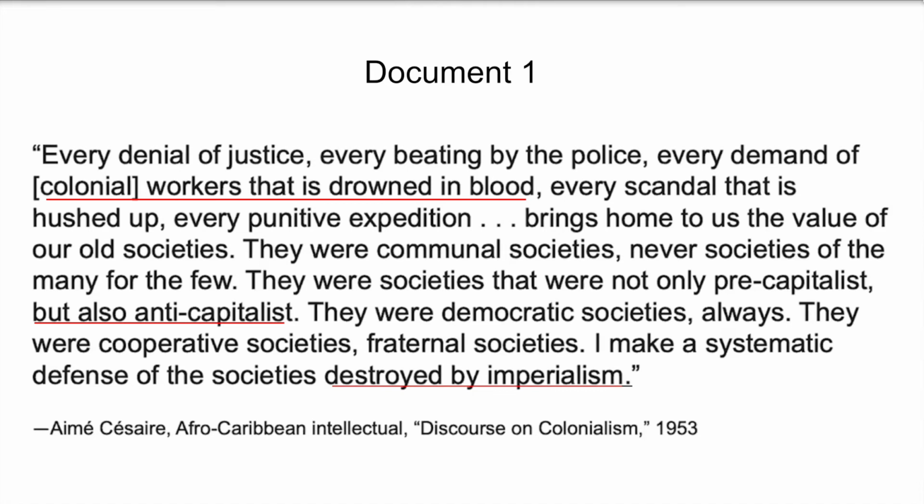But also anti-capitalist, you can see. And now this is also a reflection of anti-capitalism. Destroyed by imperialism. So we have anti-capitalism, the destruction of culture by imperialism and colonialism. And this is through the perspective of Aimé Césaire, an Afro-Caribbean intellectual who's speaking on behalf of indigenous people from that region who were exploited, and the negative impacts of colonialism, imperialism, and capitalism.